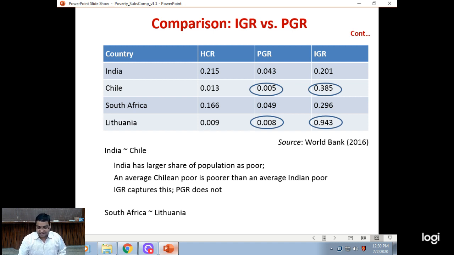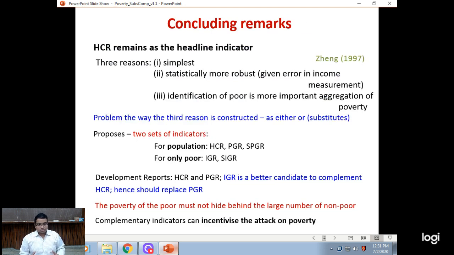So this is what happens if we promote IGR as a complementary indicator and put it side by side with PGR or HCR. I mean, HCR and PGR are substitutes. In the World Bank reports, as well as in the Sustainable Development Goals indicators, we have both HCR and PGR. I think it is not fair. You can have both, but then you should have IGR, or you can have one of these and then IGR, because IGR is the one which complements the conventional measure of HCR and PGR. So this is my last slide.